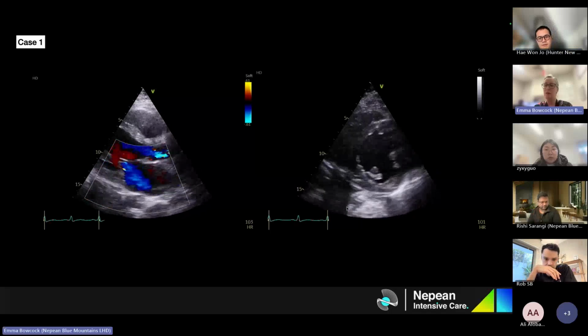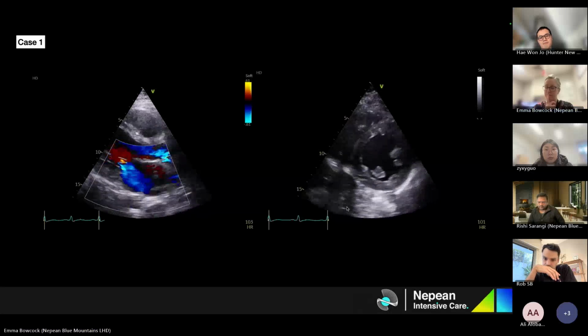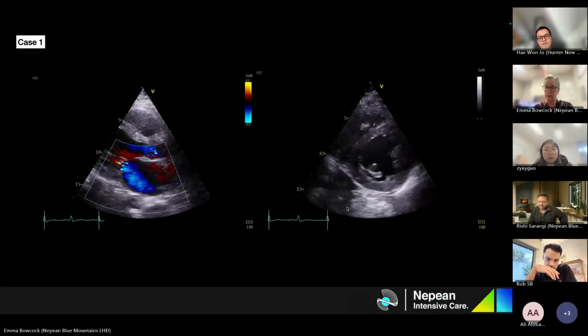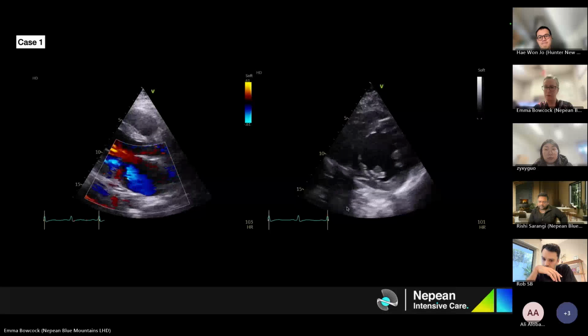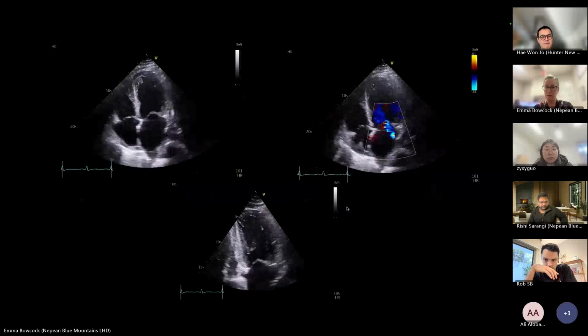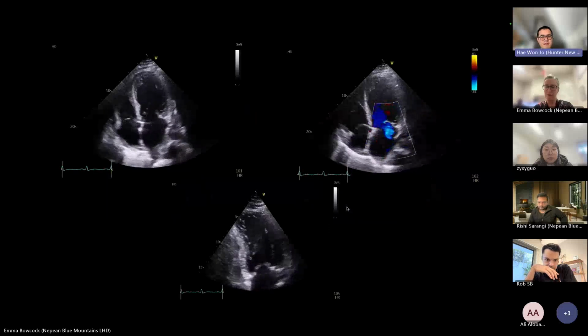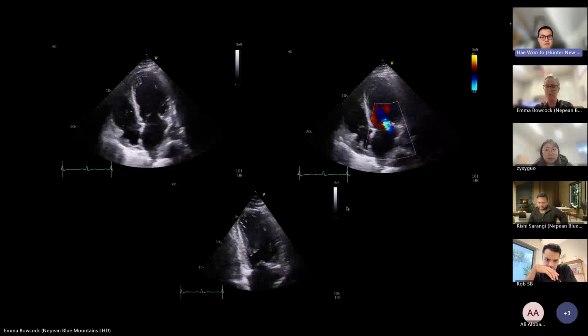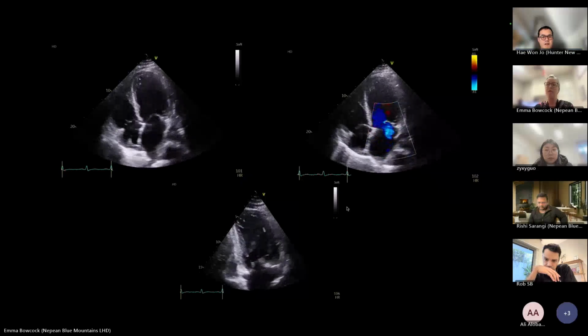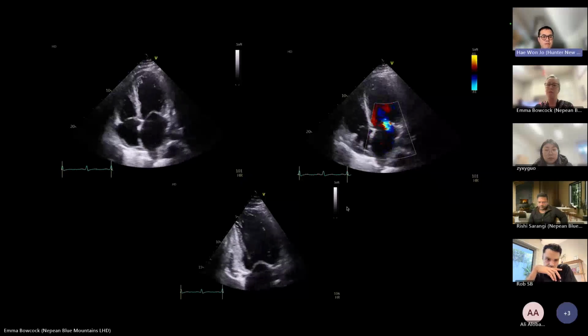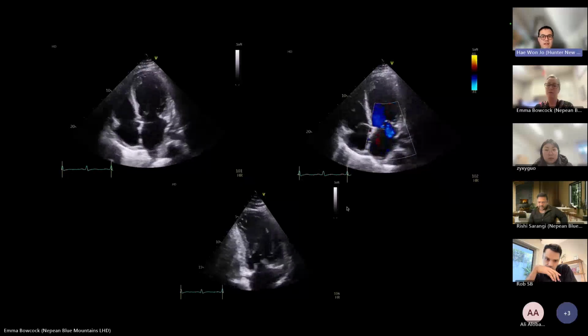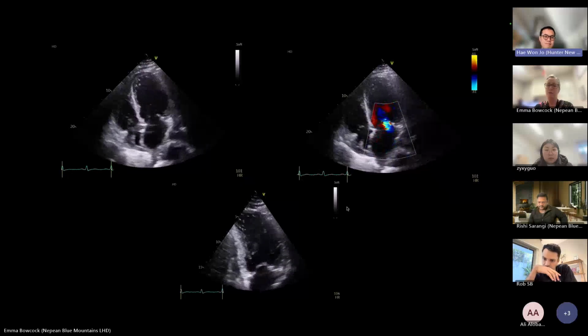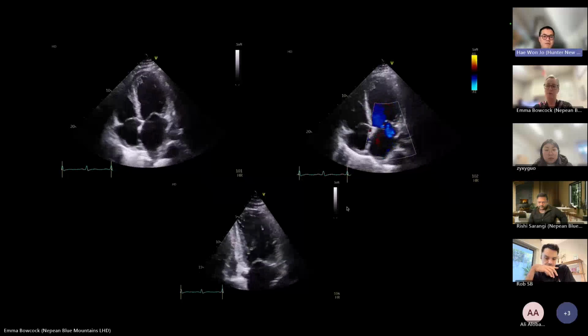What would you give your visual? What's your visual EF? 40%. Oh, okay. So again, subjectively sort of dilated, and I think moderately impaired left ventricle.